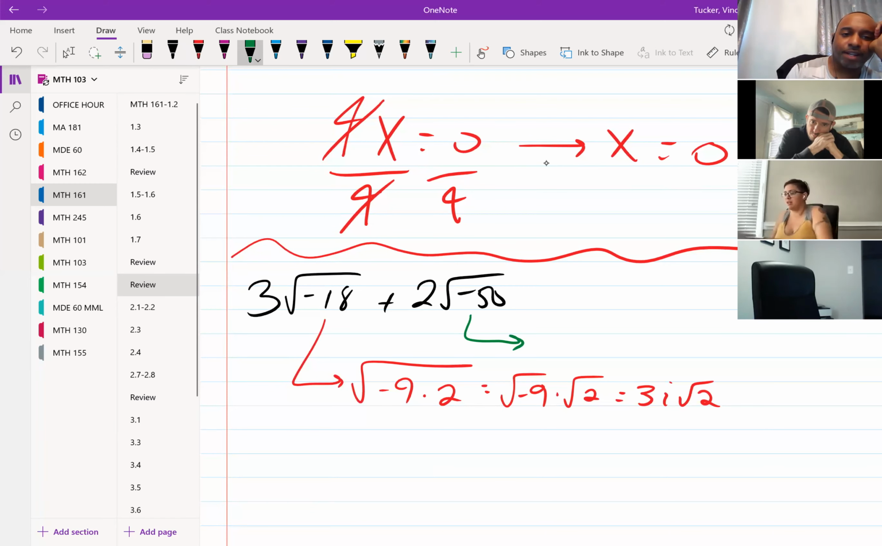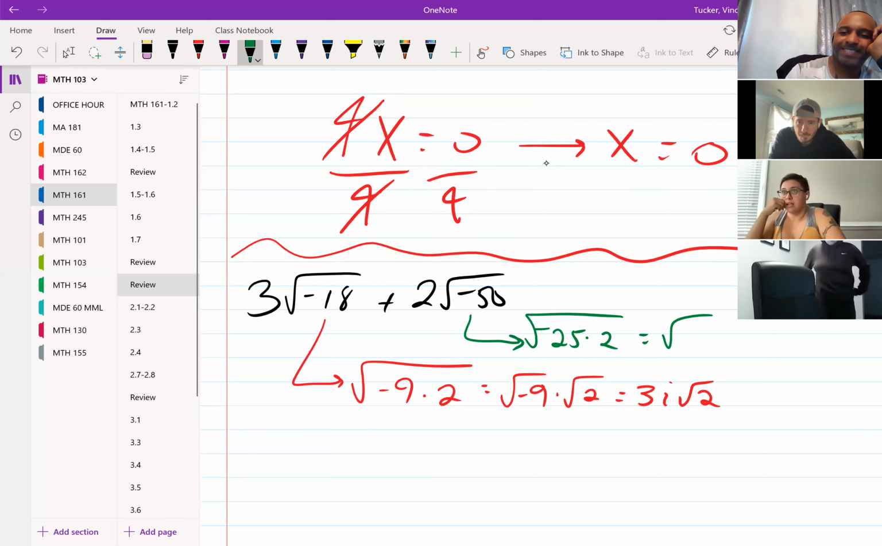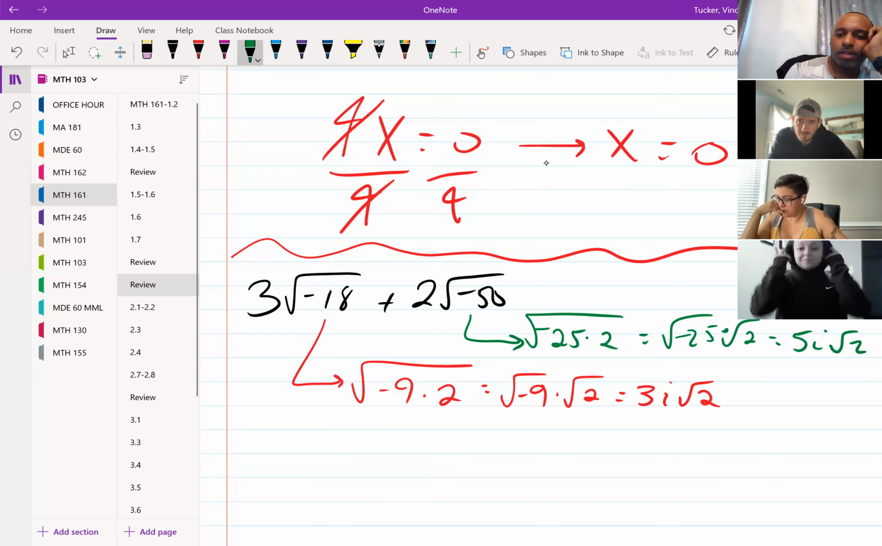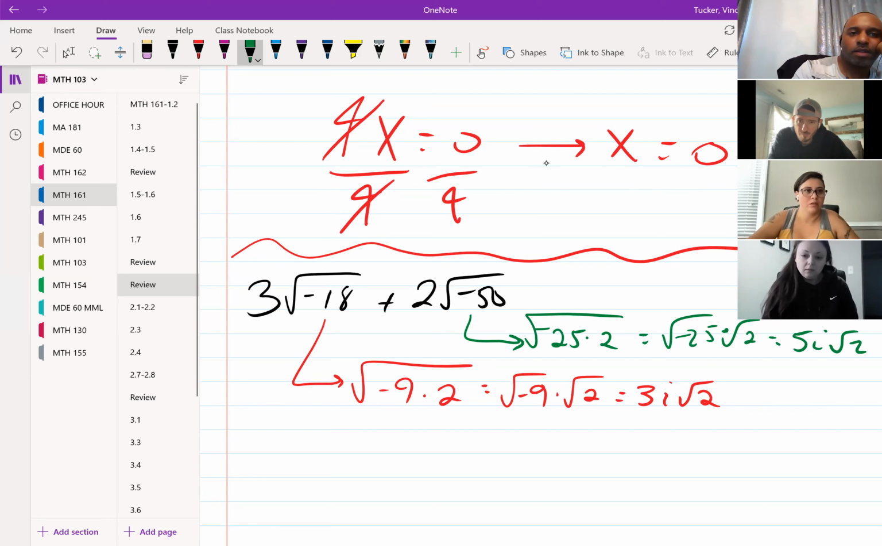So you break up the negative 18 into negative 9 times 2. That'll give you 3i square root of 2. Here, this negative 50, I don't need to write that part. I was doing it all wrong. All right, so that's how we would break up both of those square roots. Make sure you're okay with that.